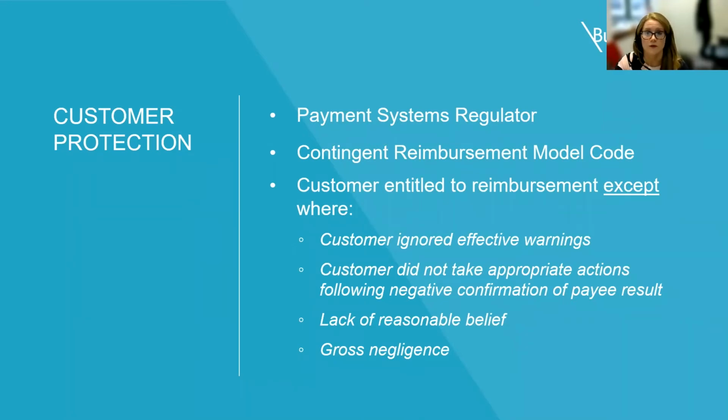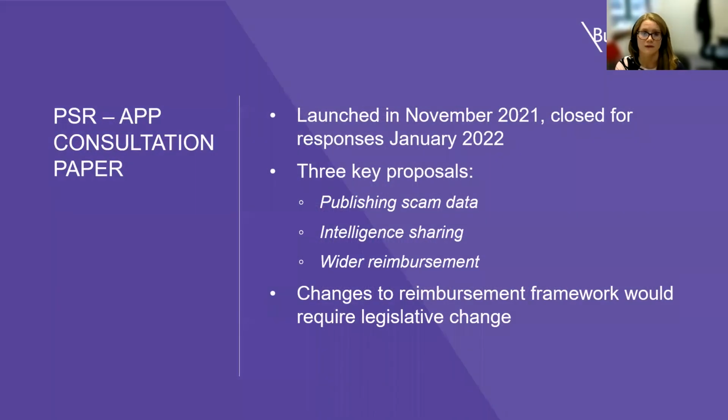So moving on to the consultation paper. The payment systems regulator is currently consulting on new measures in relation to authorised push payment fraud. The consultation was launched in November last year and closed for responses in January. There are three key proposals set out in the paper. The first one is publishing scam data. The payment systems regulator will require the 12 largest payment services providers in the UK to publish a balanced scorecard of data setting out their performance in relation to APP scams.